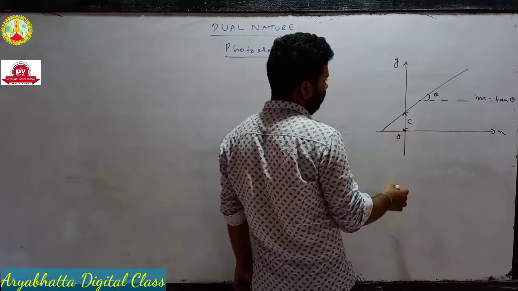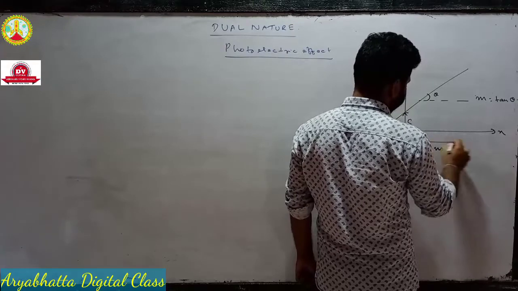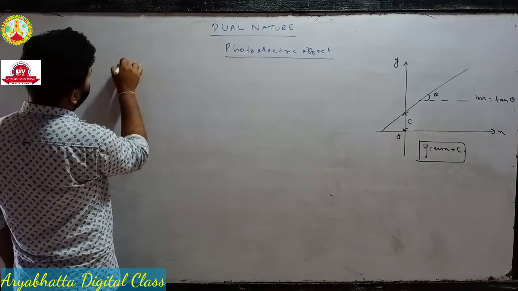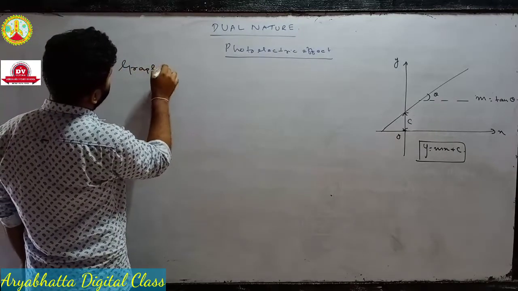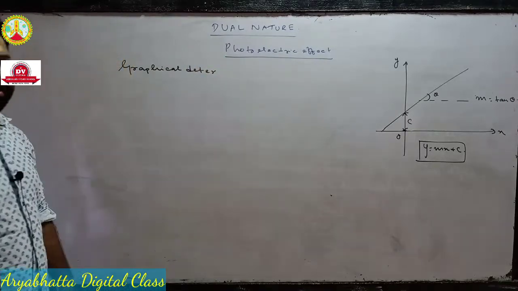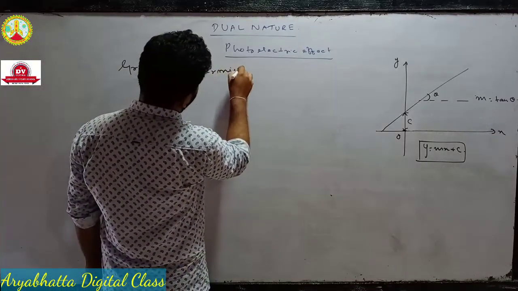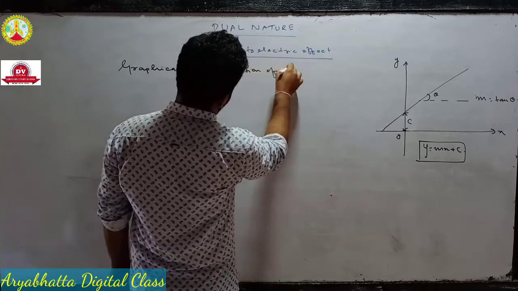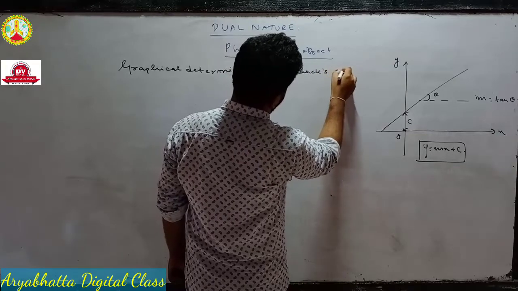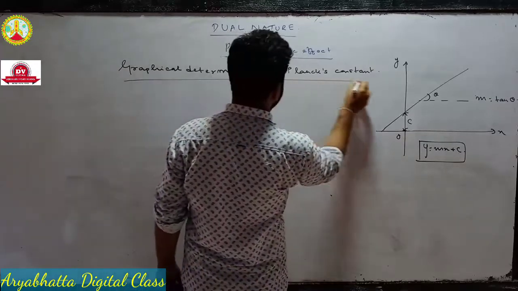This is the origin here. And what is the equation of this straight line? Y equal to mx plus c. Done. Now, what is the Einstein's equation? So now graphical determination. ये भी important question है for your board. ठीक है, कभी कभी 1 mark का सवाल आता है कि how will you determine the Planck's constant graphically? So graphical determination of Planck's constant.